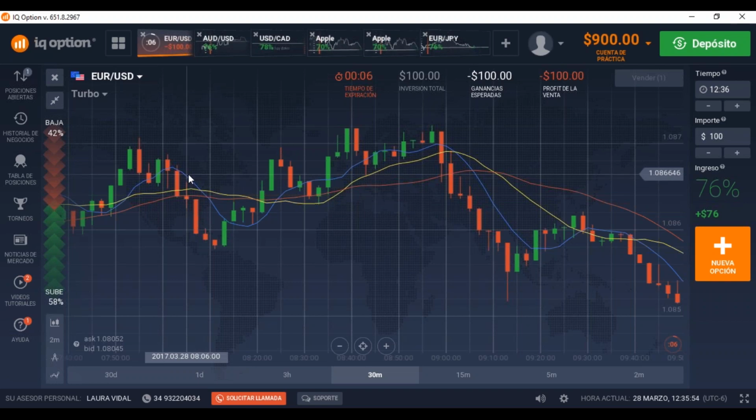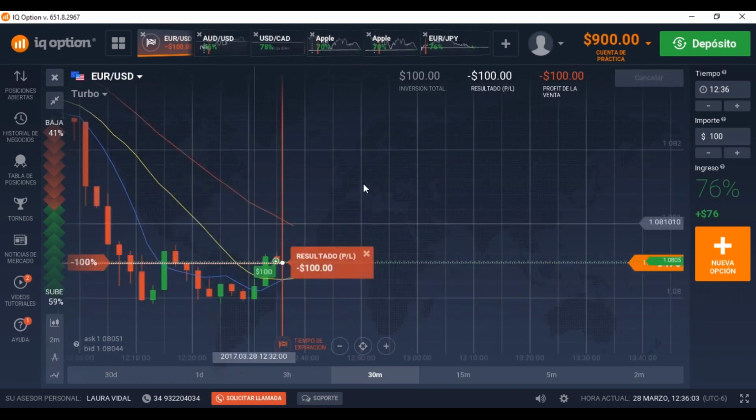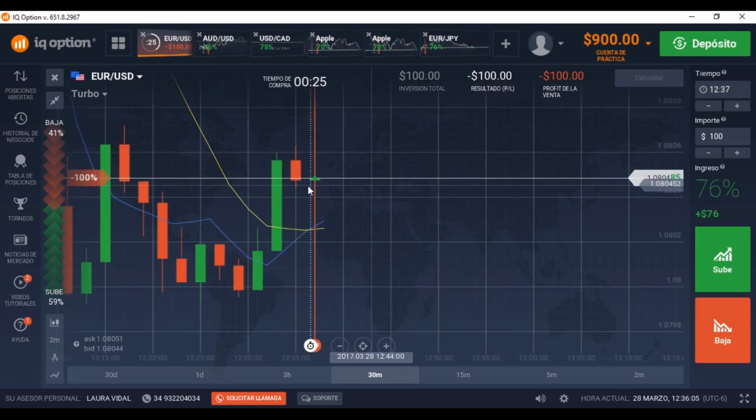So that means that basically the blue line needs to go in the direction of the red line so that we can enter that transaction. As simple as it is. Let me see if we won this one. Oh, we lost. Shoot. All right. So we'll probably enter too soon.